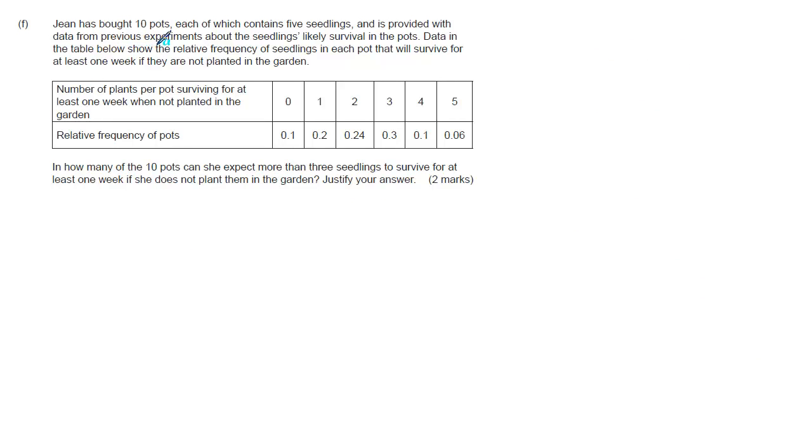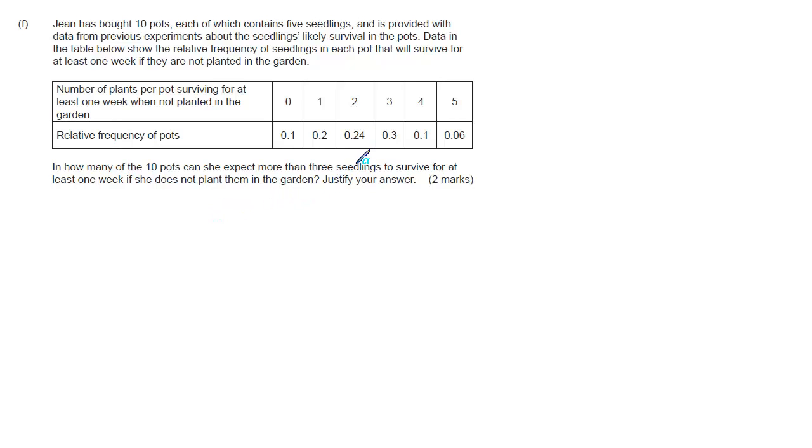Jean has bought 10 pots, each of which contain 5 seedlings, and is provided with data from previous experiments about the seedlings' likely survival in the pots. Data in the table below shows the relative frequency of seedlings in each pot that will survive for at least 1 week if they are not planted in the garden. In how many of the 10 pots can she expect more than 3 seedlings to survive for at least 1 week if she does not plant them in the garden?